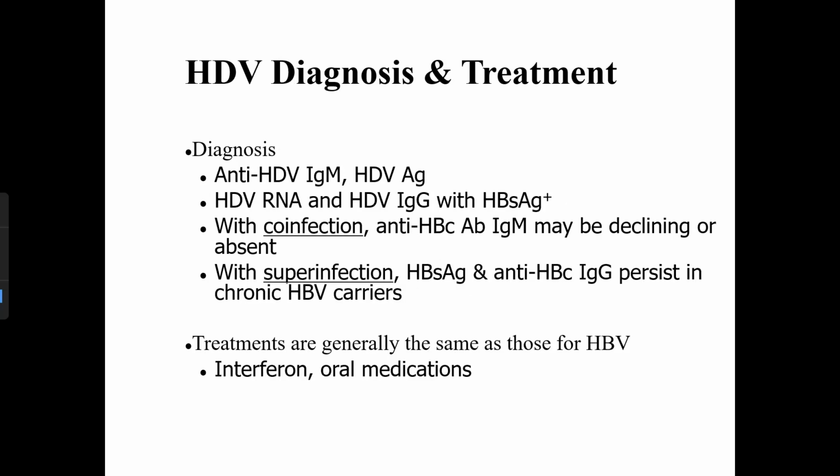Diagnosis: anti-HDV IgM or HDV antigen, HDV RNA, HDV IgG with HB surface antigen. With co-infection, you see anti-HBc IgM may be declining or absent. With superinfection, HB surface antigen and anti-HB core antigen IgG are present in chronic HBV carriers. There are a lot of abbreviations going on here, and this is where it would be useful for you to write down all of these different letters and what they mean.